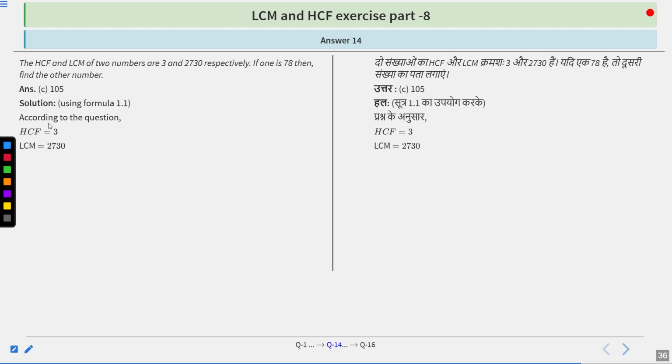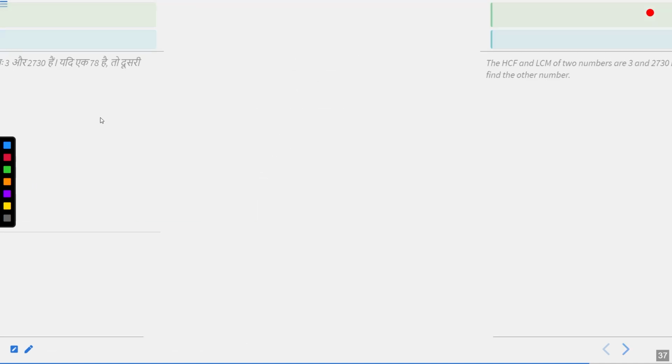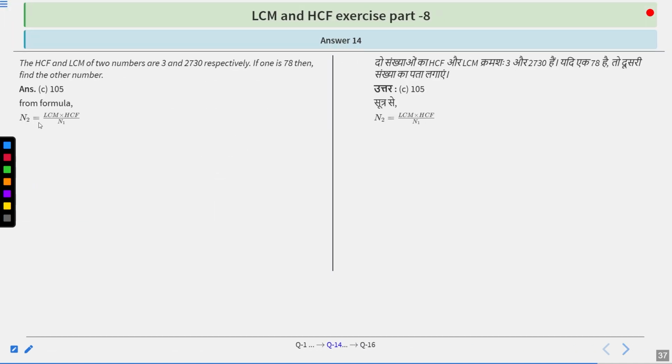Now, according to the question, HCF was 3 and LCM was 2730. First number, or one of the numbers, was 78. We have to find the second number. So to find the second number, we can use formula 1.1. The formula says that LCM into HCF is equal to the product of two numbers. Therefore, N2 is equal to LCM into HCF upon N1. So N2 is equal to LCM 2730 into HCF 3 upon N1, which was 78. So N2 is 105. Option number C is the correct answer.